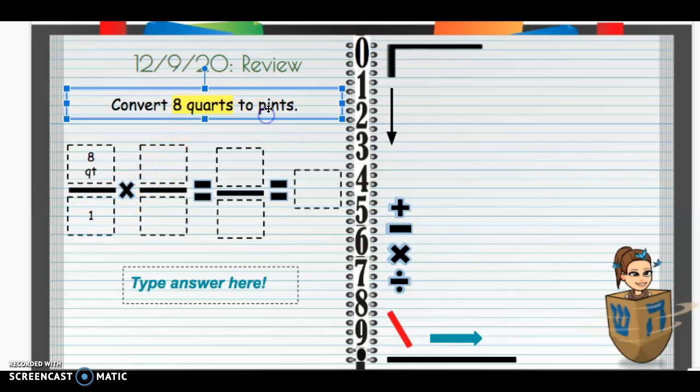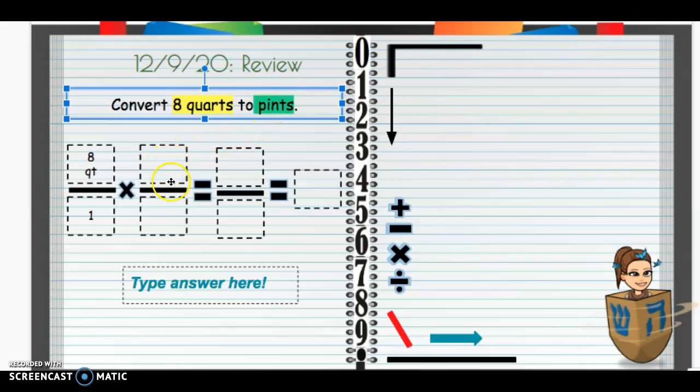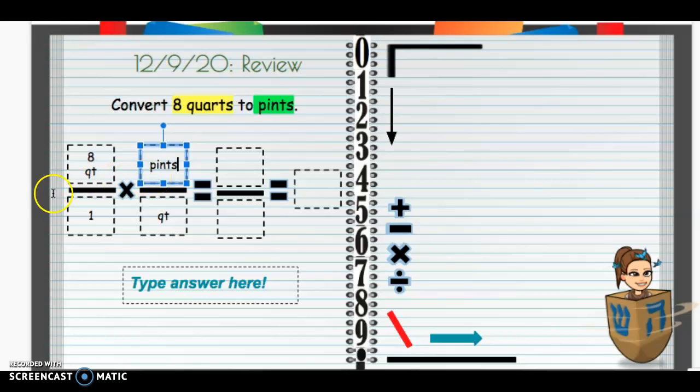Okay, what we're trying to get to is pints. So we want to cross off quarts, and what we're trying to get to goes on top. So that'll be pints. So we go to our conversion chart and look for quart and pints.